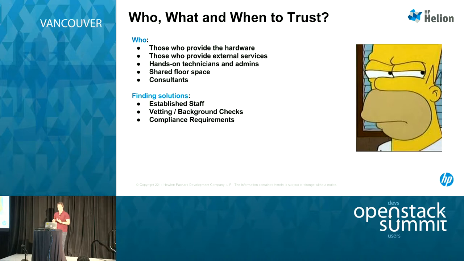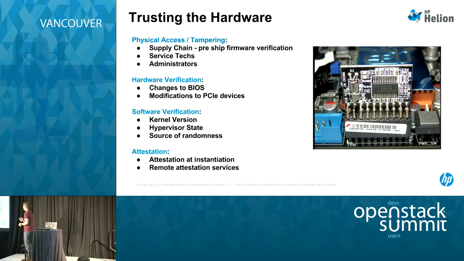And for a lot of physical access things, there are well-understood compensating controls. So established staff or systems that require multiple staff members to be involved, vetting, background checks. Also men with guns. I find men with guns are pretty good compensating controls to avoid intentional intrusion into data centers. But this is a technical talk.